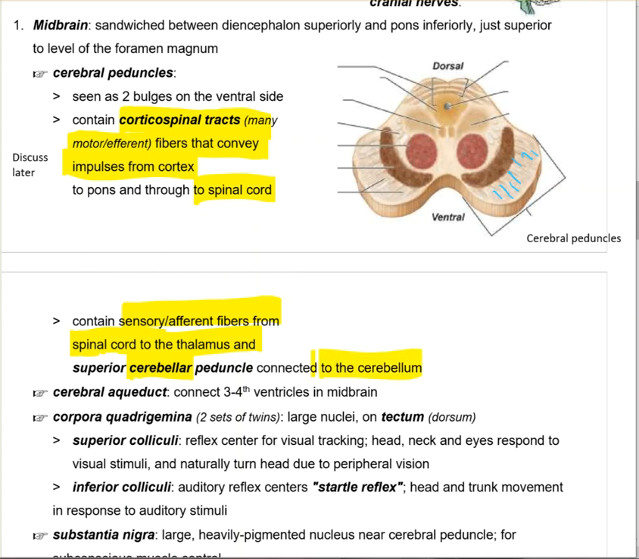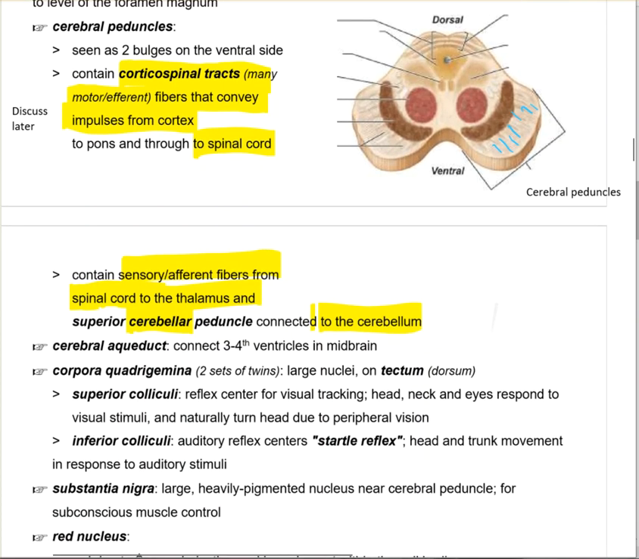And there are different peduncles in the cerebellum, a superior one, a medial one, and an inferior one. These are other little bulges that are in the cerebellum. So it sends motor information from the cortex out to the spinal cord. It also sends sensory fibers from the spinal cord and the thalamus to the cerebellum for the cerebellum to work, which we'll talk about later.